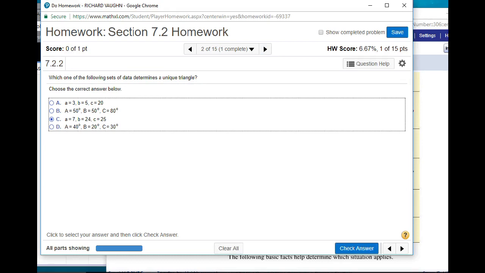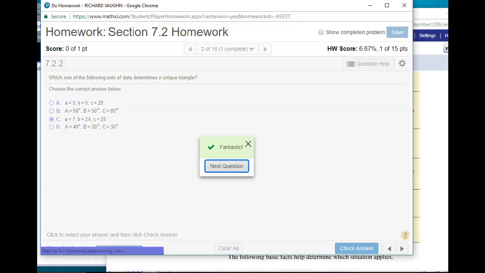Just for the sake of completeness, we'll look at this bottom option. Here you have 40, 20, and 30. So the sum of the angles here is only 60 plus 30, which is 90. You only have 90 degrees worth of angles. So this is not going to close up to make a triangle, because you have to have 180 degrees total to make a triangle. So this is not good enough. All right, so C is the only one that's going to work here.